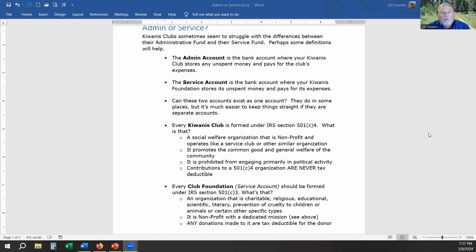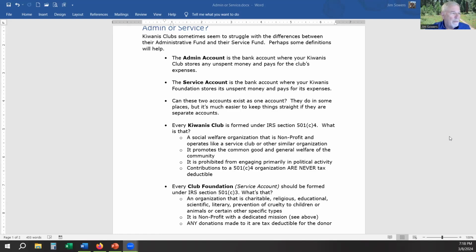What does it do? It promotes the common good and the general welfare in the community. That's a definition the IRS uses. And it is prohibited from engaging primarily in political activity. And so if you're doing a lot of that, you need to get away from it. Contributions that are made to a 501(c)(4) organization are never tax deductible by the donor. You can't control what a donor does in the first place, but you cannot tell them that any donations that are made to your club can be written off on their tax returns, because they can't.